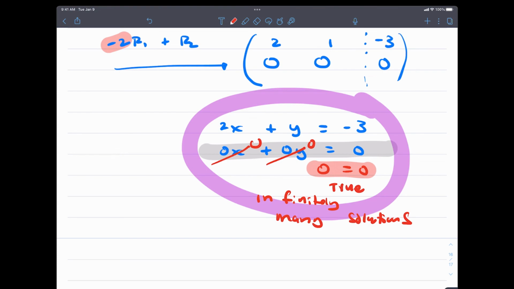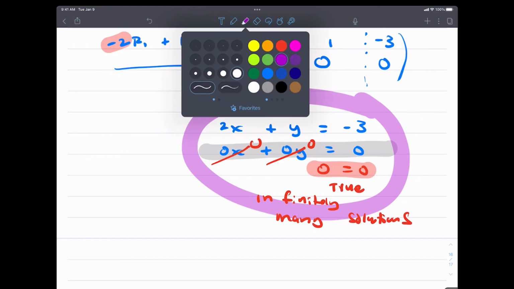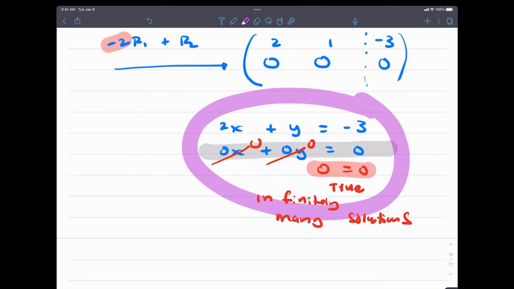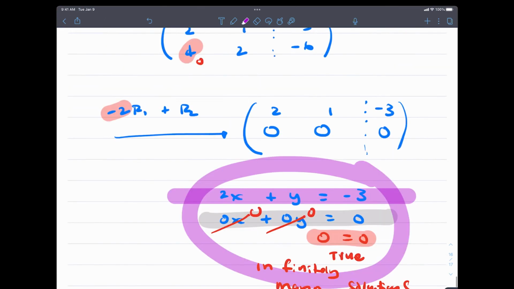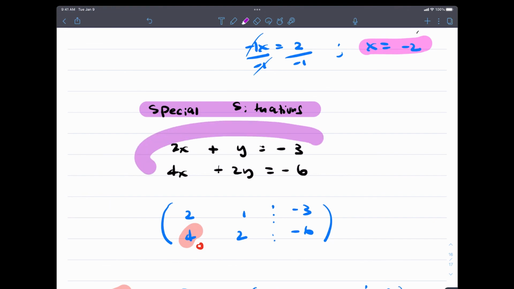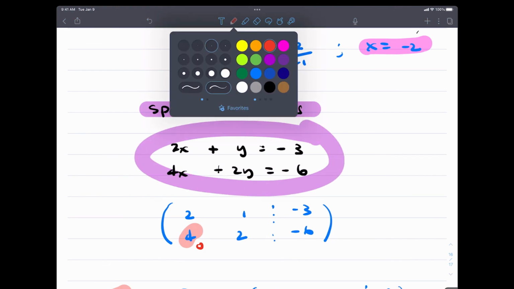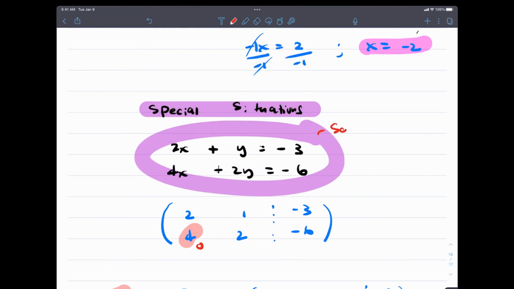That's special. So remember, I said there's 3 situations. What that means is these lines are the same. So this line, 2x plus y equals -3, it meant that these were the same lines. That's why there's infinitely many solutions. Same lines. Infinitely many what? Solutions.